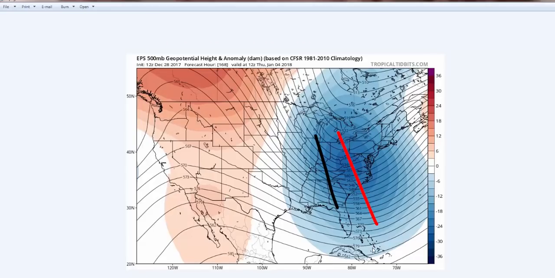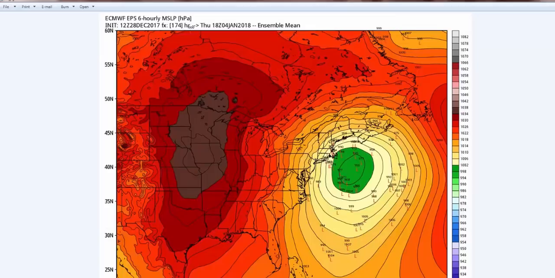And you can see that even more here if we look on the one from Tropical Tidbits. This is the EPS, European Ensemble. And you can again see here, this is the operational run, and the low is going to form here. Oops, excuse me, like in this area. It's too far to the east. If the trough axis is here, the black line, if that's correct, the low forms here, in which case everybody gets a huge snowstorm. So I'm not impressed. It's too far to the east is what I'm saying.